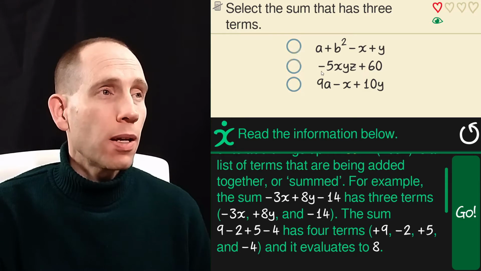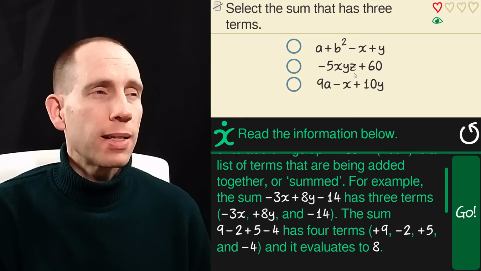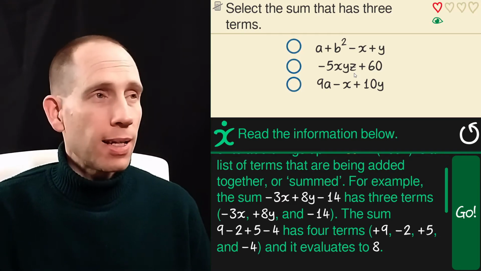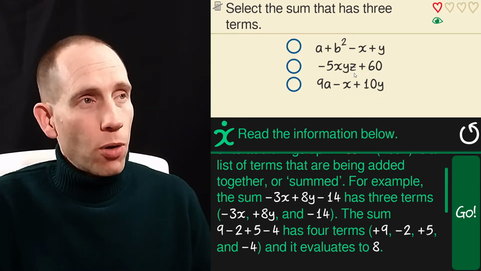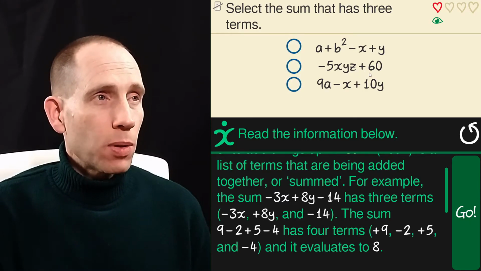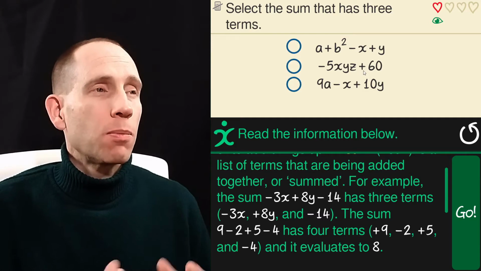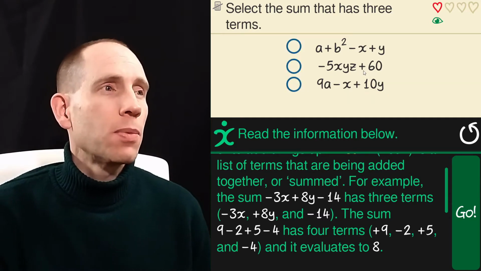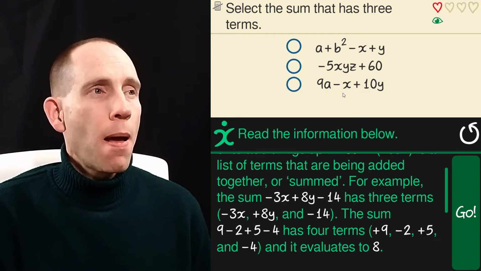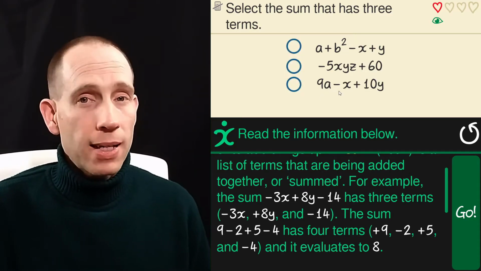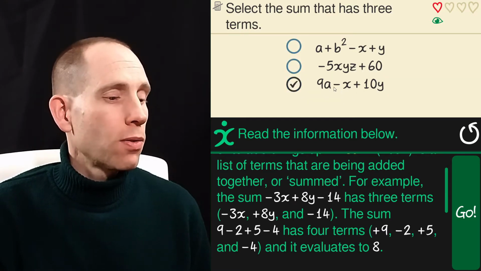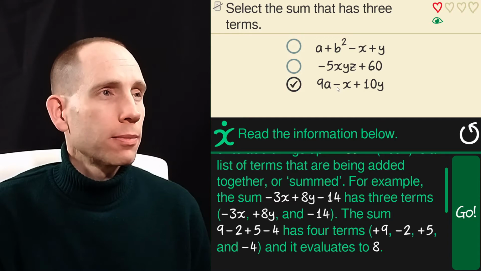The second one, I've got minus 5xyz, that's all one term, that's the 5 and the x and the y and the z, the minus 5 are a product, they're being multiplied together. And then I've got a second term plus 60y, the plus there starts a new term. So that one's only got 2 terms. And then this one at the bottom, I've got 9a is the first term, minus then starts a new term, minus x, and then plus 10y is the third term. So that one has 3 terms.